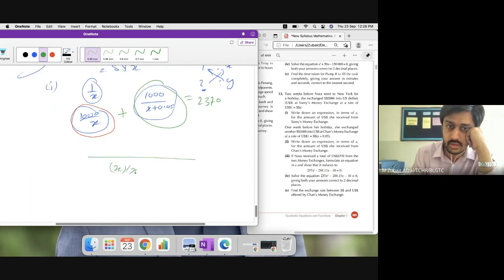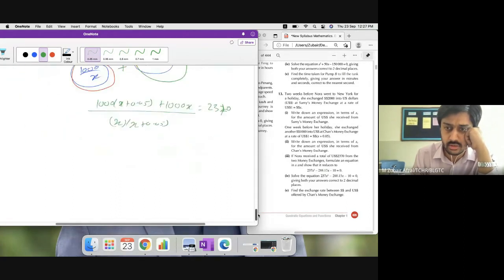X into X plus 0.05. This is 1,000 times X plus 0.05. Then this is 1,000. X is equals to 2370. Just simplify and you will get that equation.